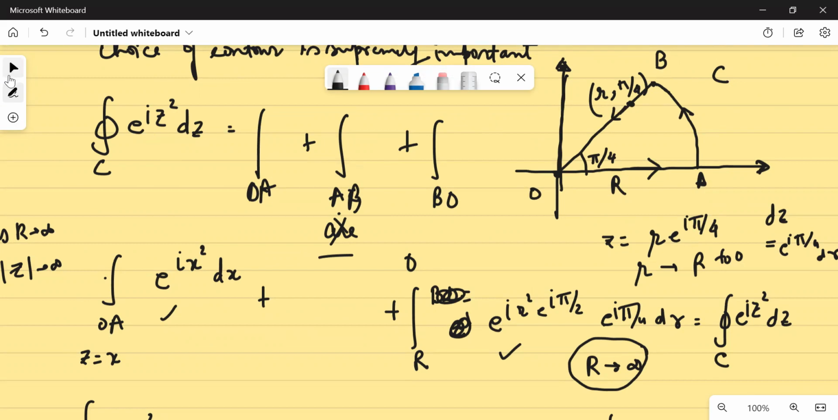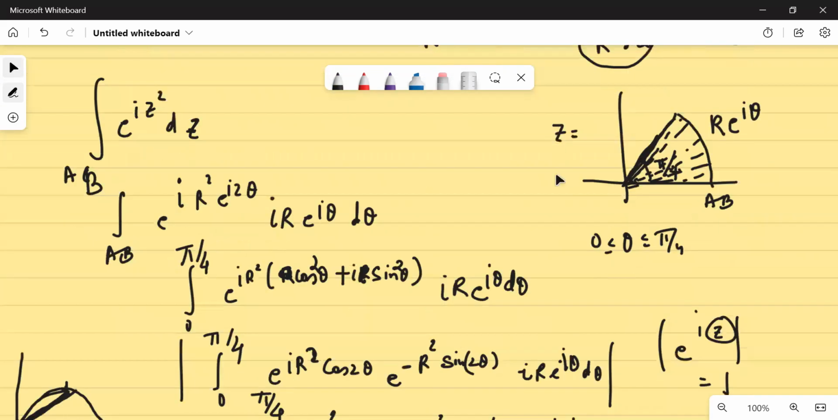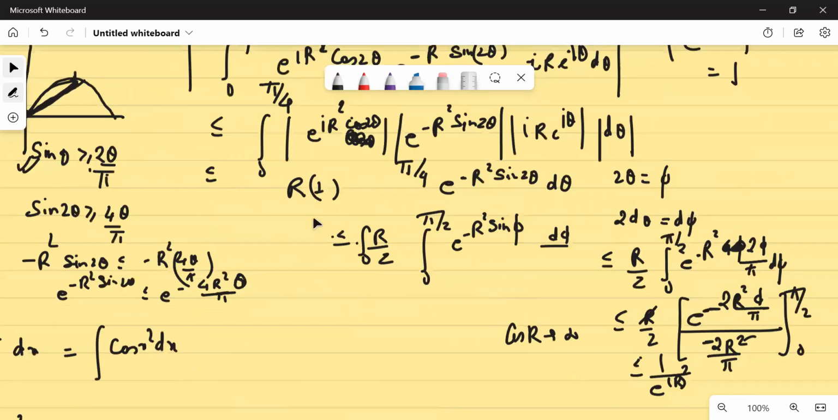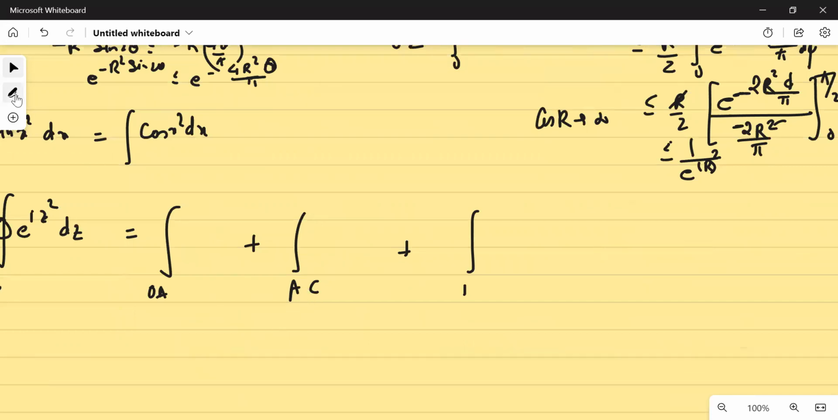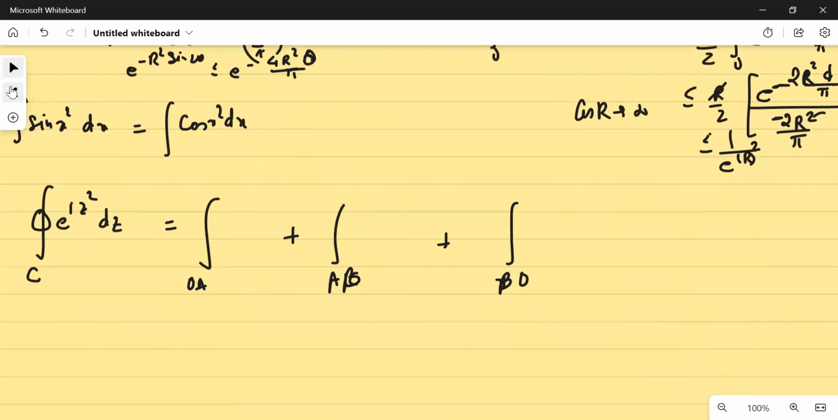and this along BO. So overall understand that this integration would be equal to the integral along AB, and then there will be some along BO. Is that clear? I have taken this arc with some finite radius, but overall I have to take it to infinity. I have to take r tends to infinity in order to evaluate these integrals. Is that clear?